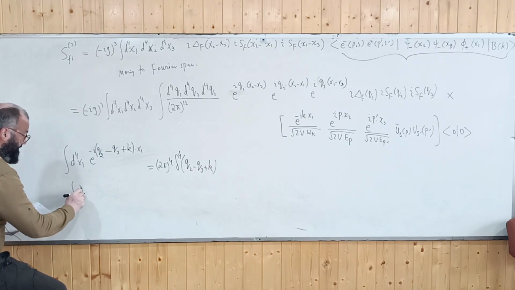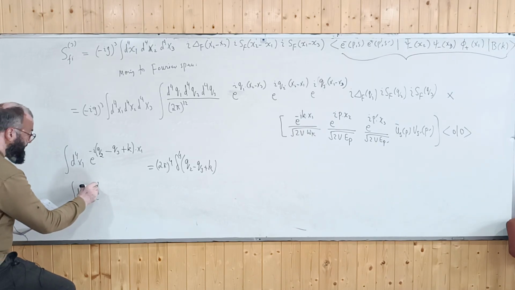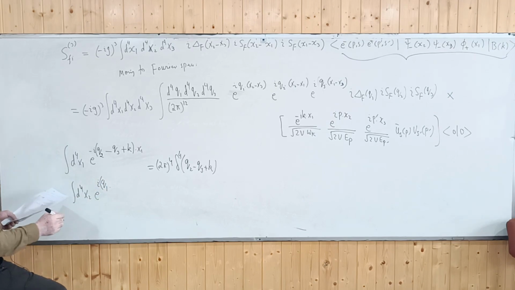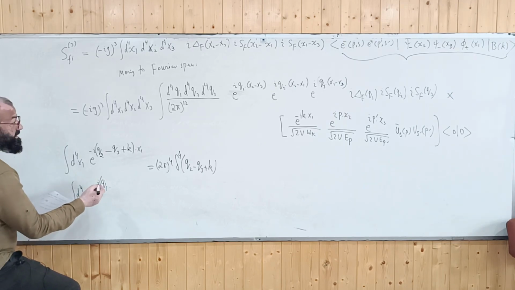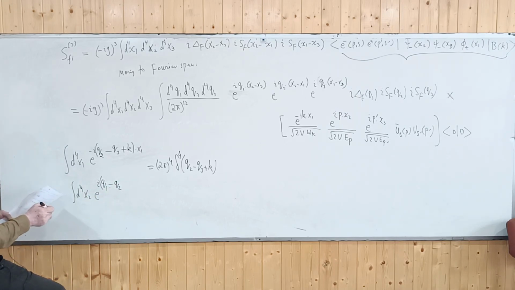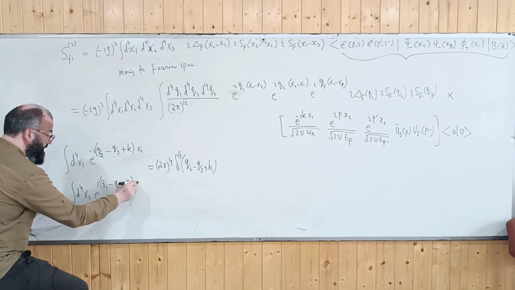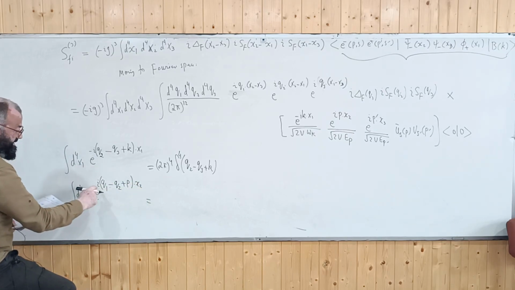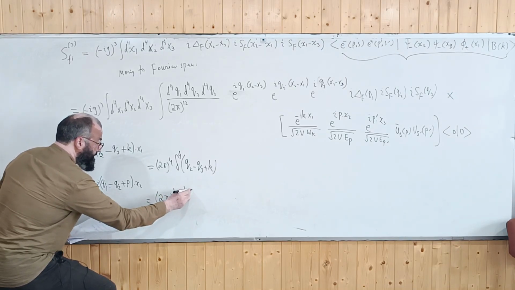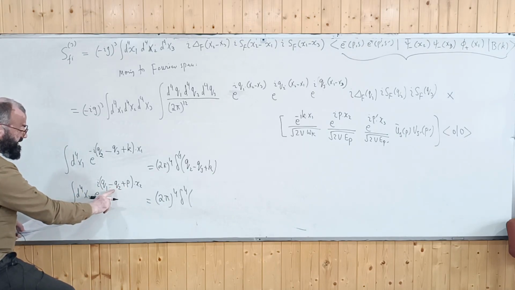So d4 of x2 e raised power, now tell me, x2 factor e raised power I q1 dot of x2. Where is the next x1? It is minus q2. Then where is the another x2? It's at t, so it is dot x2. Okay, so let me take minus out. So it will be something 2 pi raised power 4 delta 4. If I take minus out, what it will be?